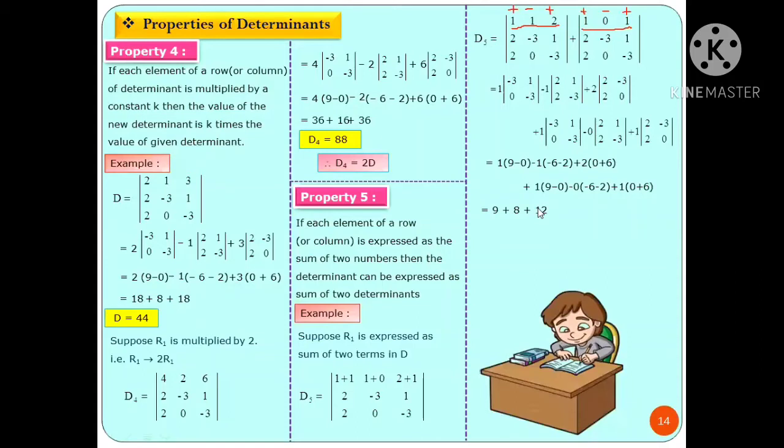Same way, next line, check this. 1 into 9, again 9. Minus 6 minus 2 is minus 8, minus times minus, plus 8. And last 0 plus 6, 6. Now writing the total addition: 9 plus 8 plus 12 plus 9 plus 6. Sum obtained is 44. There is no change in the value of the determinant. It is the same as determinant D. We just separated it into two determinants as per our choice.